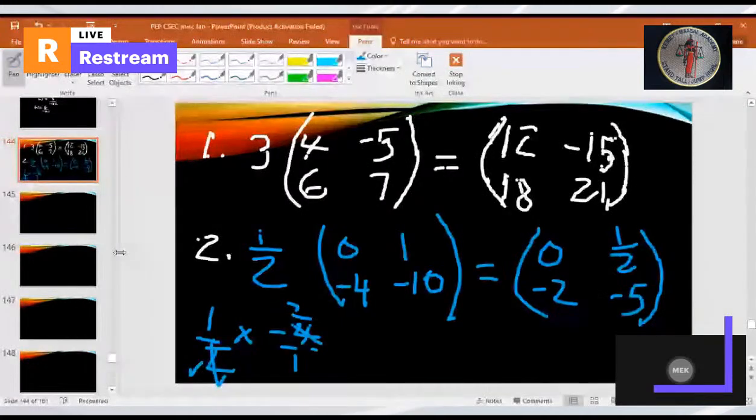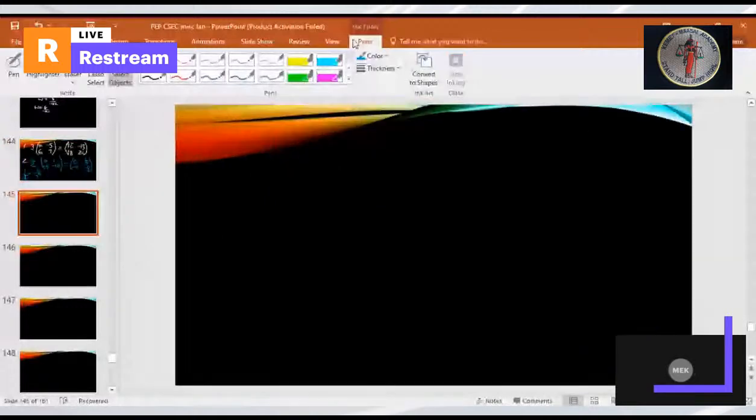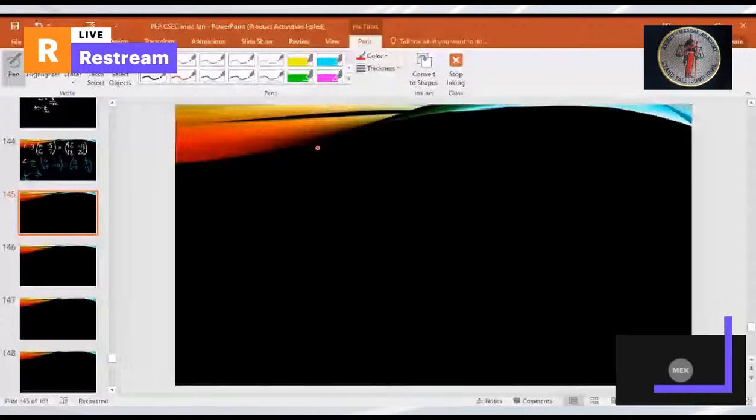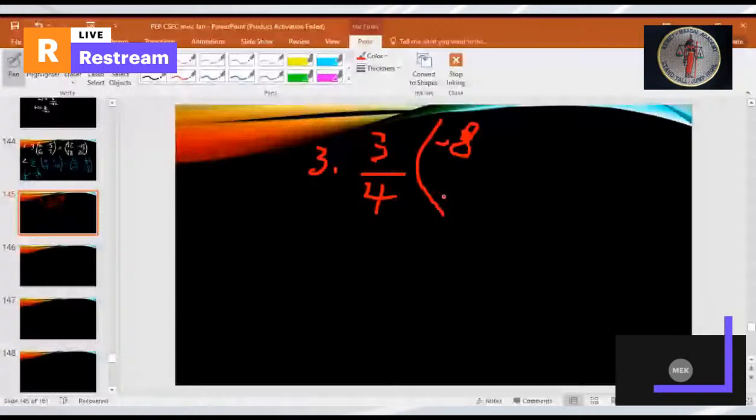All right, let's do two more scalar, and then we can try some of the 2 by 2. So number 3, we have 3/4. So that's a scalar quantity. We have negative 8, 0, negative 4, 24.